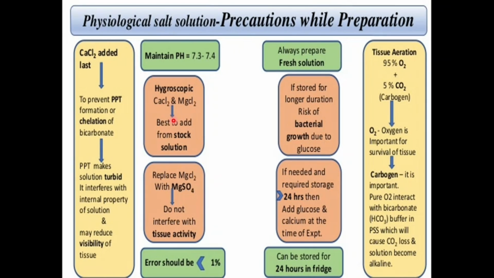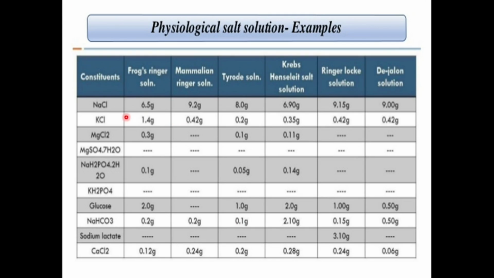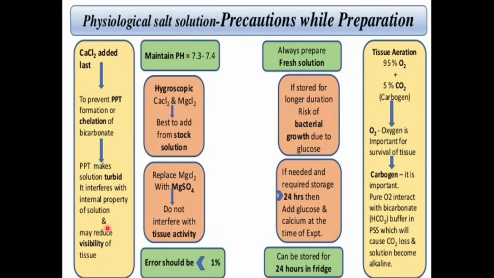In making the physiological salt solution, there are some precautions which you have to take. These are the constituents which you will add in the distilled water to make the physiological salt solution. Keeping these in mind, the calcium chloride should be added last, and in small amounts. The reason being, calcium chloride tends to make precipitates, and it also makes the solution turbid. So it is better to add the calcium chloride last.